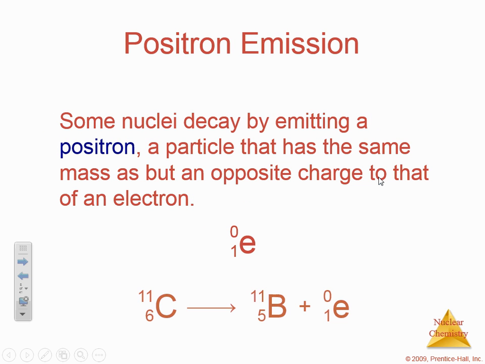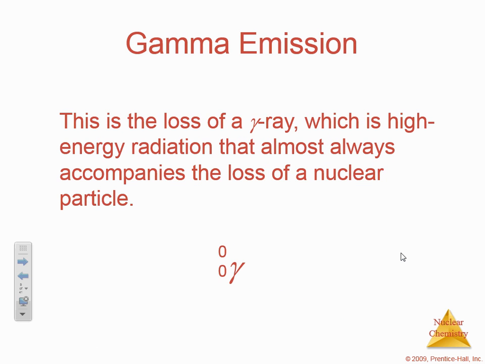Positron emission. Now what we have is a positron emission, which is the same thing as beta decay, except that a positive charge is being emitted. So we have the opposite charge to that of an electron. So we have carbon-11 here breaking down into boron-11, and then we have the extra charge here to account for the proton. So a positron emission is the opposite of beta decay.